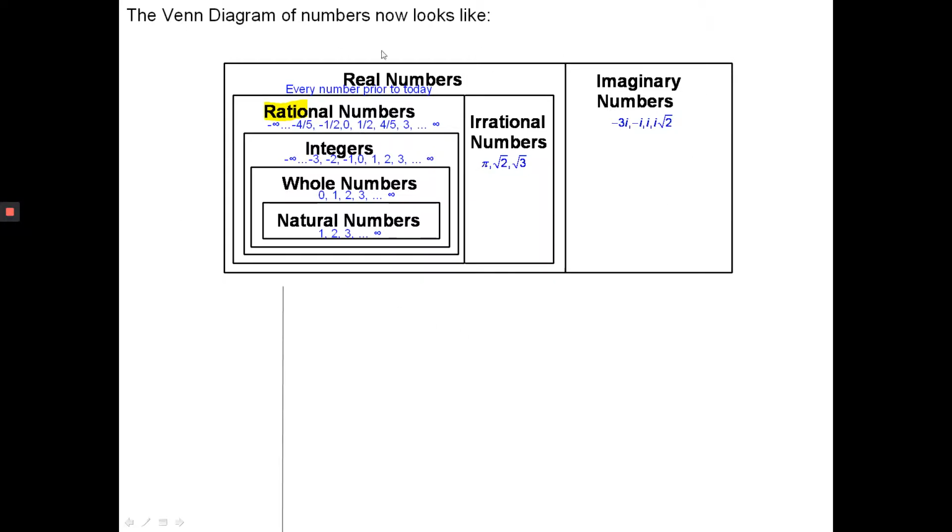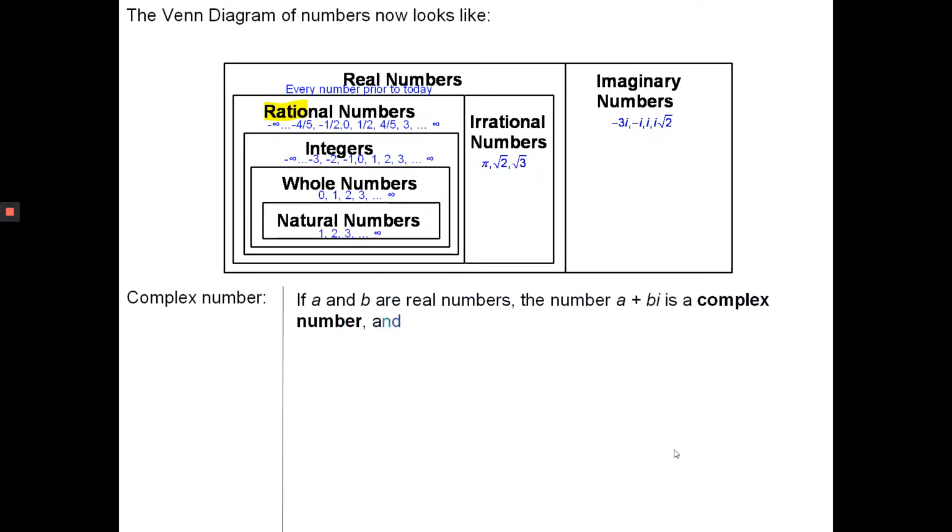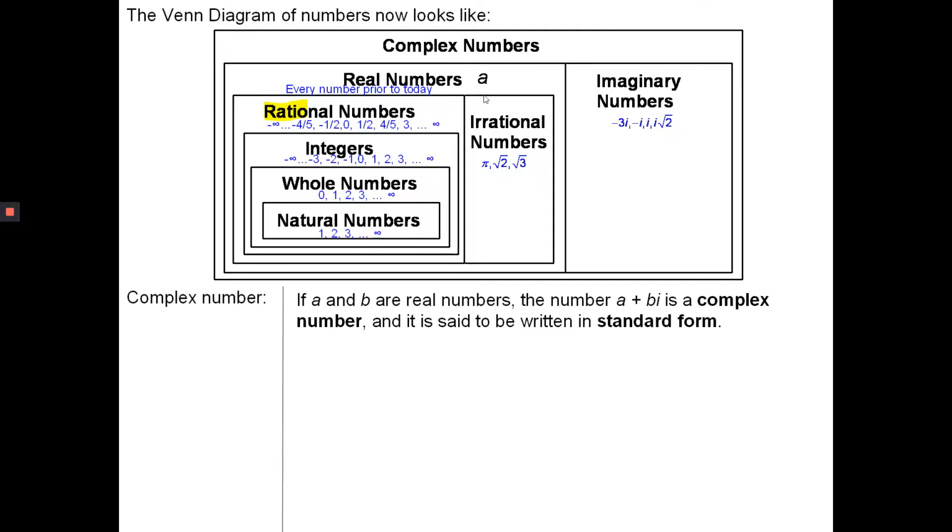Now, there is a name for these all being grouped together. That name is called a complex number. So if a and b are real numbers, the number a plus bi is a complex number, and it is said to be written in standard form. So if we take a real number and add it to an imaginary number, we get the complex numbers. The real part is the a, the imaginary part is the bi, so our complex number is a plus bi. So for example, 3 plus 2i is a complex number.